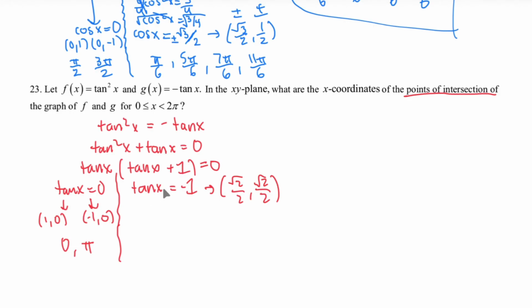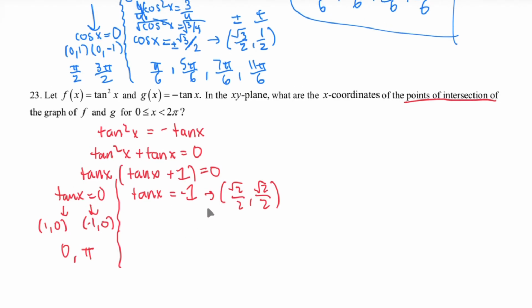And where is tangent negative? All Students Take Calculus. Tangent's negative in quadrant 2 and quadrant 4. And so if we draw a unit circle, quadrant 2 and quadrant 4, I know this right here has a denominator of 4. So that's pi over 4. So the middle line, right? So if we add the other lines, right?